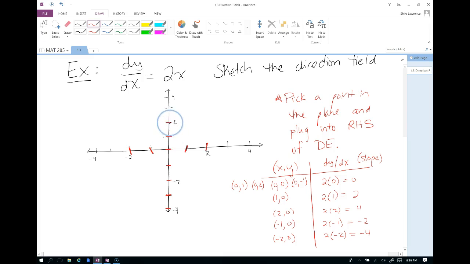So we're just drawing these little bitty tangent lines with slope 0, horizontal lines. And similarly, 1, 0, if we were to go up or down from 1, 0, so say 1, 1, 1, 2, 1, negative 1, 1, negative 2, all of them would still be using an x-coordinate of 1, which would result in a slope of 2. So all of these points have a slope of 2.